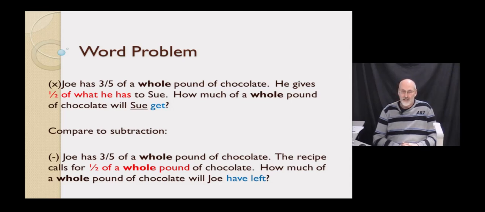Notice it's very similar to the construction of a subtraction question. Joe has 3/5 of a whole pound of chocolate. All that's the same. The recipe calls for half of a whole pound. So the big difference is it's not half of what he has that he's given to somebody. It's half of a whole pound in subtraction. And then you always want to ask how much is left if it's a takeaway kind of subtraction problem.